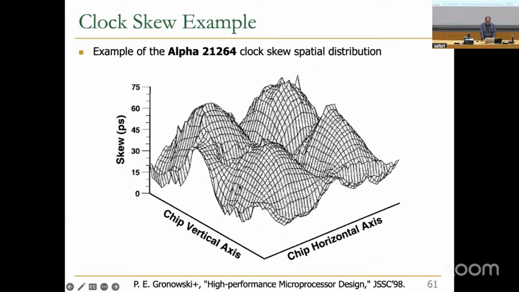Here is an example from a real processor, the Alpha processor, showing the clock skew in the chip. You can see that along the horizontal axis and vertical axis of your chip, you actually see different skews.